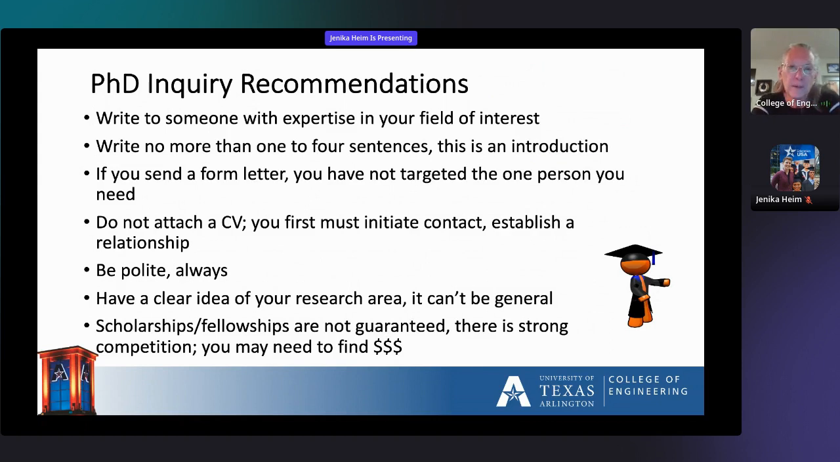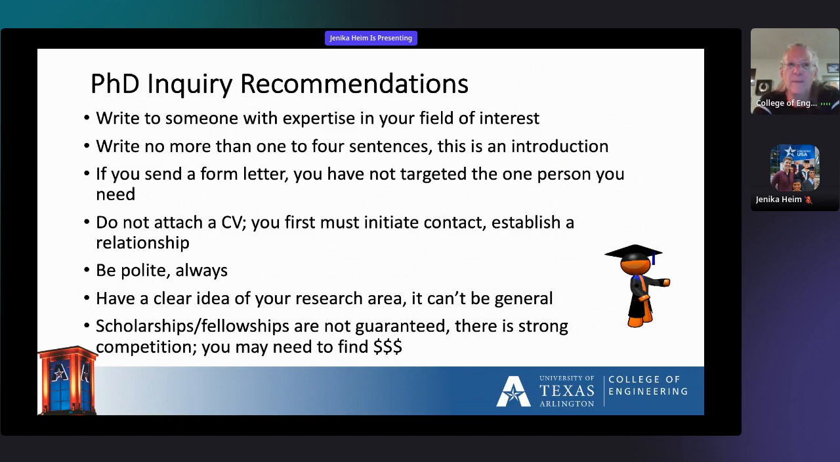If you send a form letter asking a lot of questions, you haven't targeted the university. You haven't done your research, and you really do need to do that as a PhD candidate. In your first email, never attach a CV. Nobody's going to look at it. First, initiate contact. Wait for the faculty to respond to you and tell you, yes, please, now I'd like to see your CV. Always be polite, have a clear idea. And again, scholarships and fellowships are not guaranteed. There's a lot of competition, and you may need to find your own money as a PhD student.